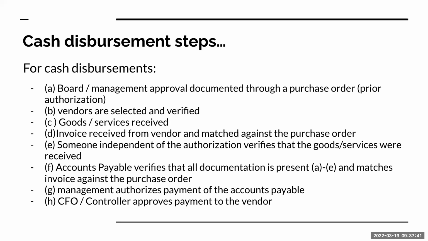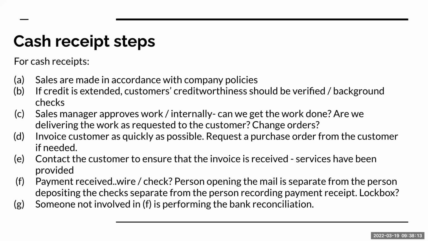Then you've got accounts payable. Accounts payable is going to look at the purchase order and at the invoice from the vendor. They want to make sure that everything has been done prior to that invoice being paid. Then management authorizes the payment of the accounts payable, and the CFO or the controller approves payment to the vendor. Again, if you're in a smaller company, you might say, wow, one person does everything. But if you're at a large organization, you're going to want to separate these out.